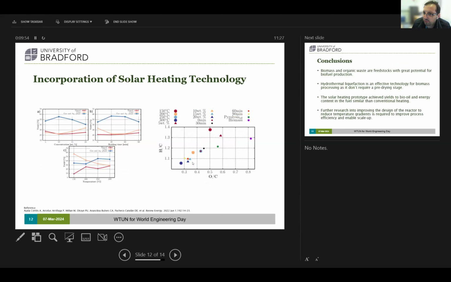Here you can see results with agave bagasse. That was the biomass that we used for hydrothermal liquefaction with solar heating. And we achieved very good yields of around 25–28% that are comparable to the yields that we got with conventional heating, and bio-oil quality that is more or less the same quality and energy content as what you would obtain through conventional heating, which is the result that we were looking for.